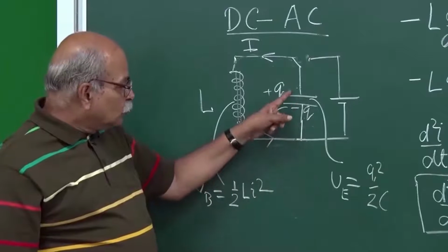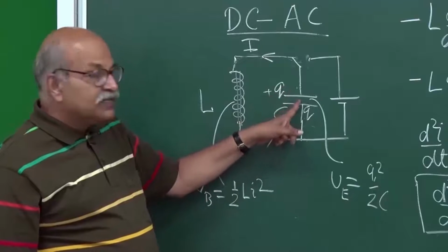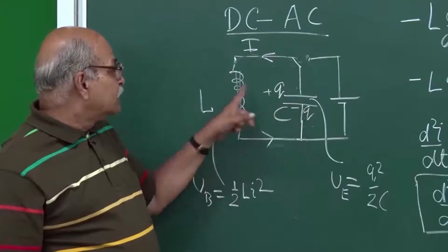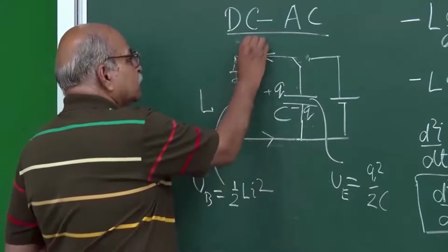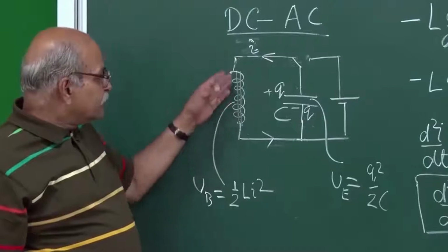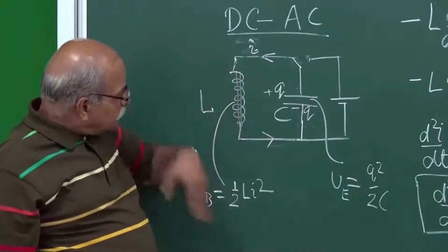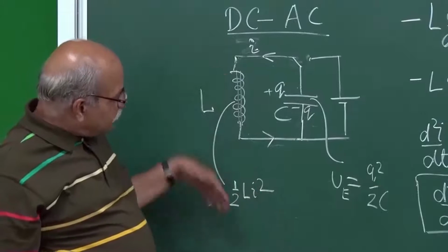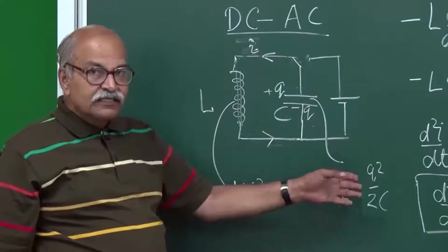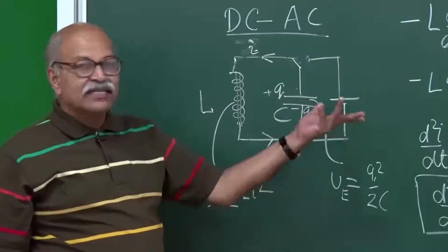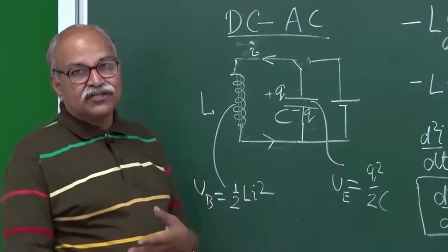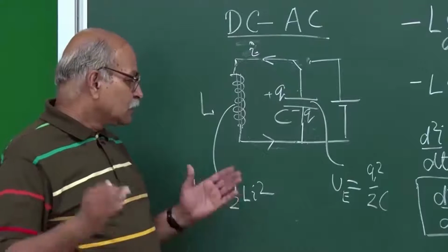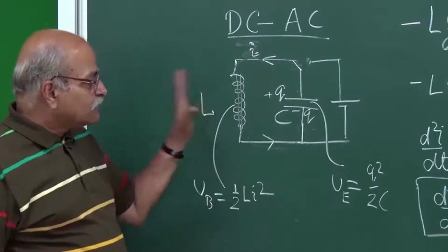This Q will decrease, so the electric field energy will decrease. I will increase, so, okay, let me write small i. So this magnetic field energy increases, then later in the cycle this will decrease and this will increase. The total remains constant. As in SHM, kinetic energy and potential energy are exchanged between themselves, and total energy remains constant. So that's the kind of oscillation.